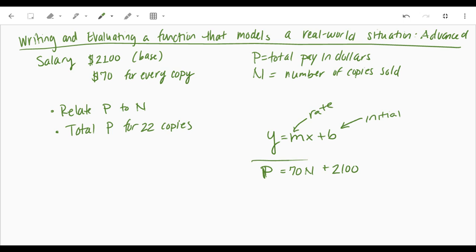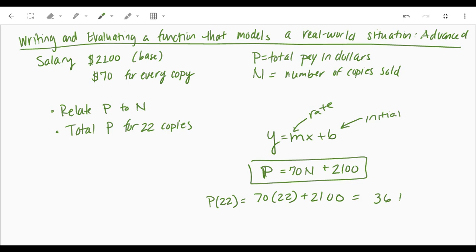And then if she sells 22 copies, P of 22 will be 70 times 22 plus 2100. Okay, so we're just going to multiply that out. And that comes out to be $3,640. Okay, so you guys got that. All right, next one.